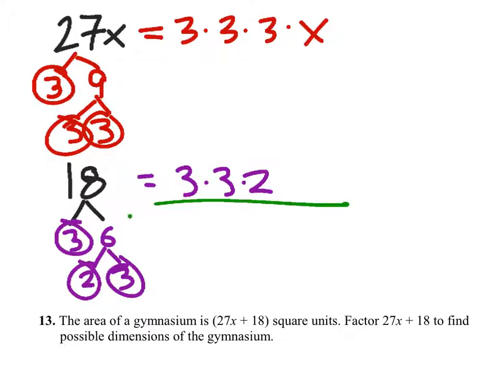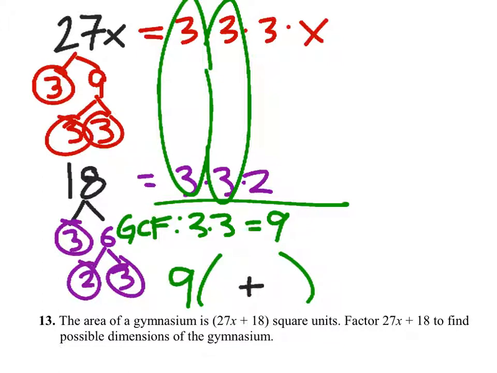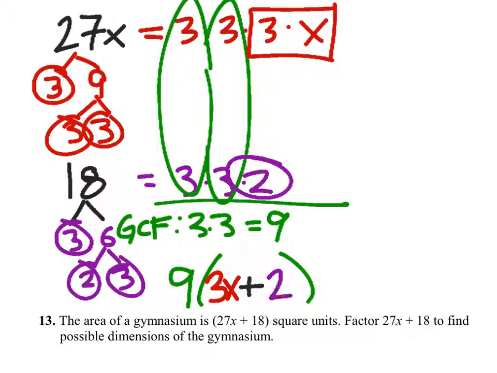So when we want to find our greatest common factor, we just want factors that are common between these two. I got a 3 and a 3. So this is 3 times 3, which is 9. So from that expression, I've got 9 on the outside of the parentheses and addition in the middle. From the 27x, we can see that there was a 3x remaining. So that is in place of where the 27x was. And the 18 has a 2 that remains. So that goes in place of where the 18 was. Bam, got my answer.